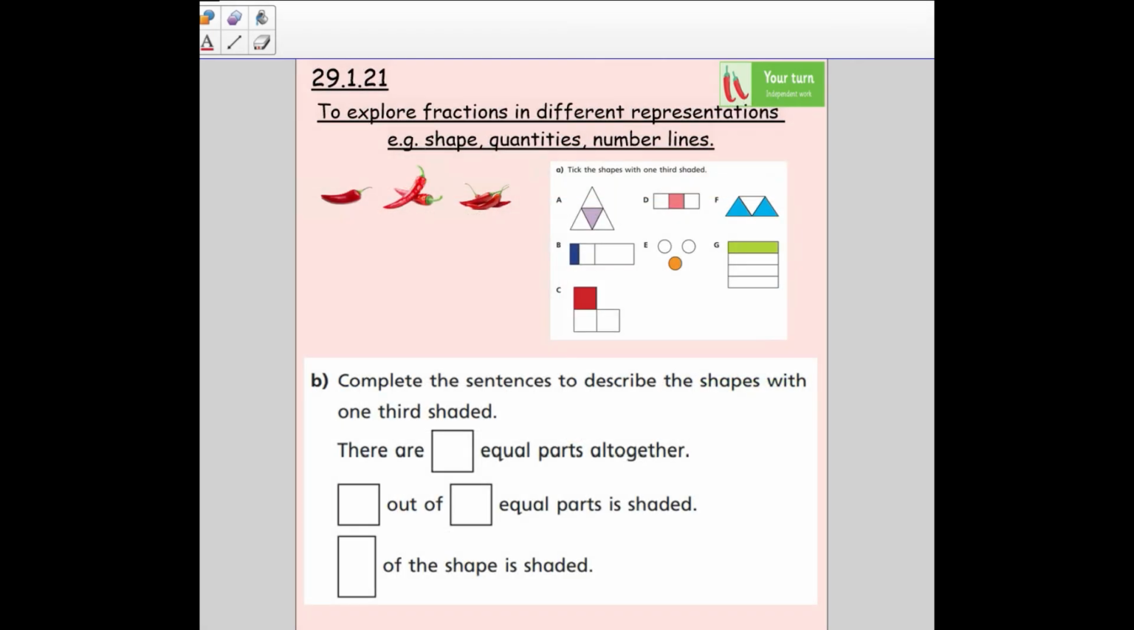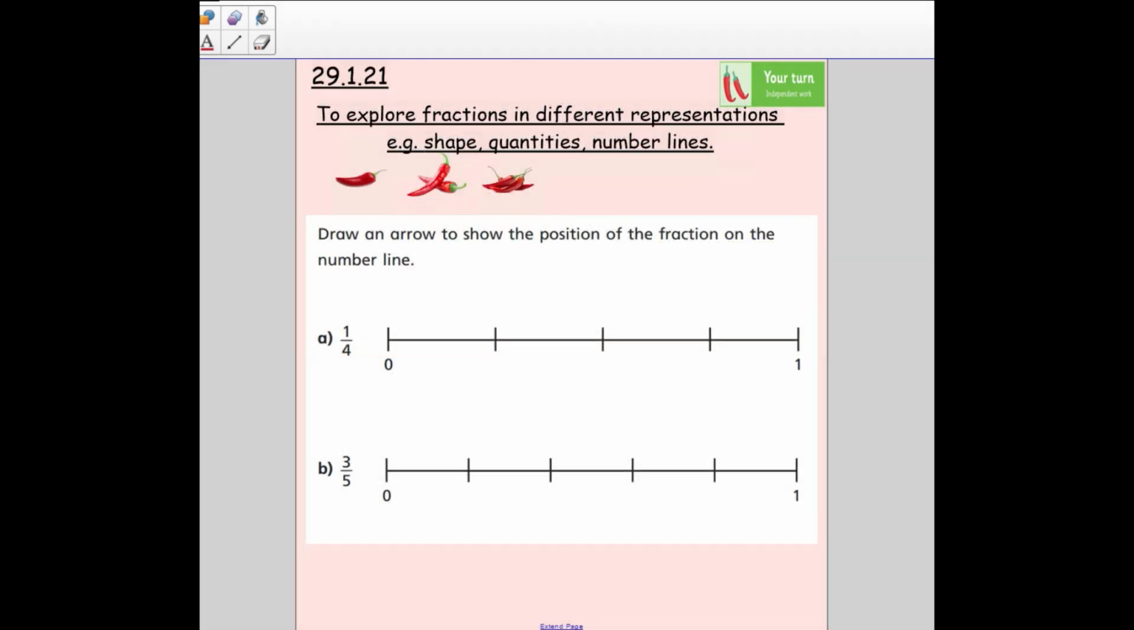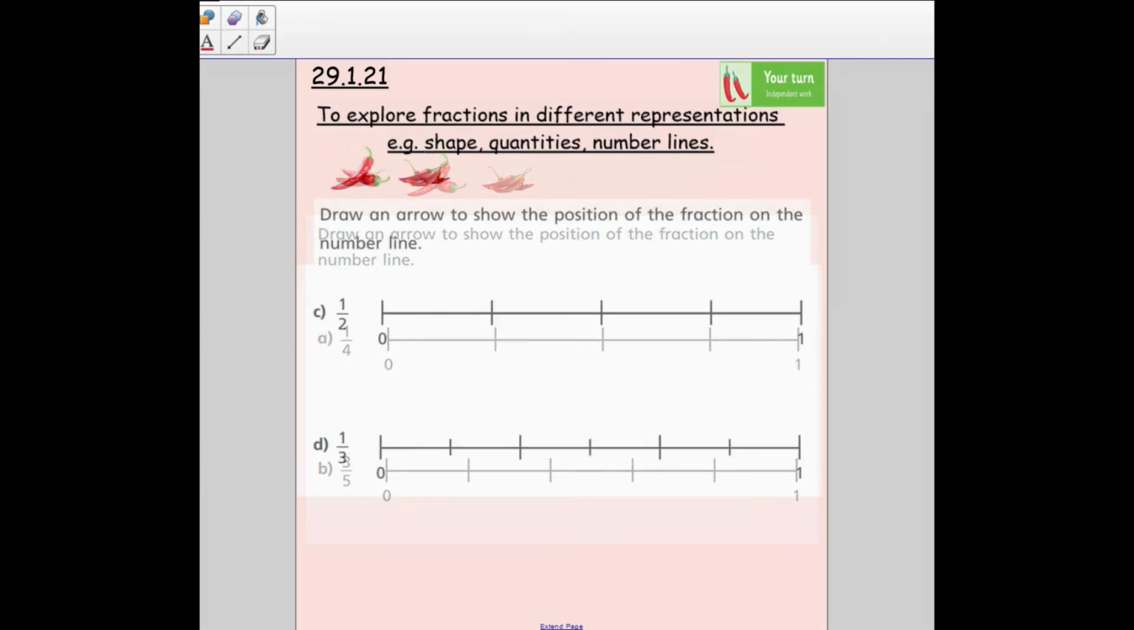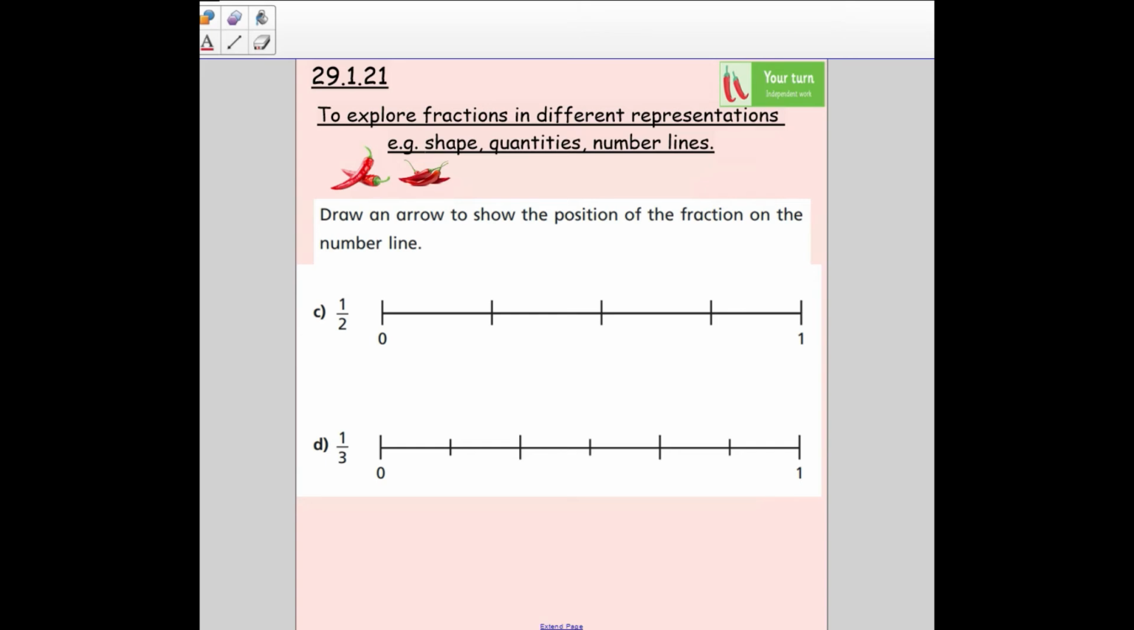This is a continuation of the last question. It says, looking at those shapes, can you complete the sentences to describe the shapes with 1/3 shaded? And then fill in those sentences there. Pause the video and have a go now. This question is suitable for chili 1, 2 and 3. Draw an arrow to show the position of the fraction on the number line. Pause the video and have a go now. This one is suitable for chili 2 and 3.